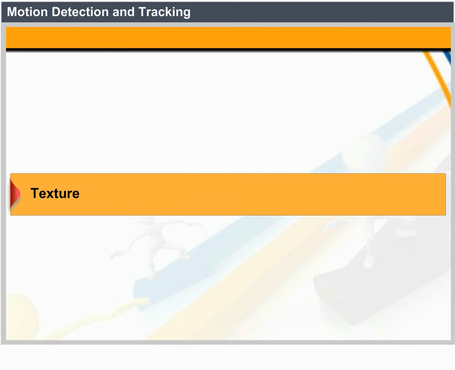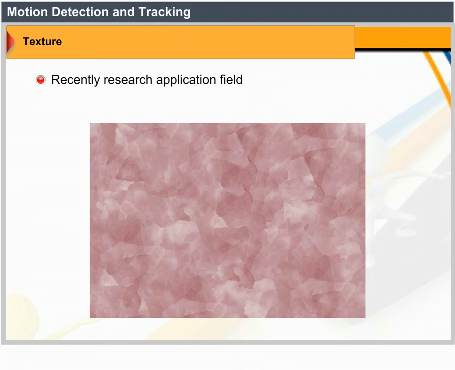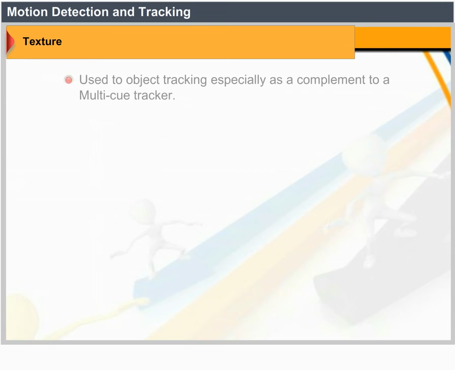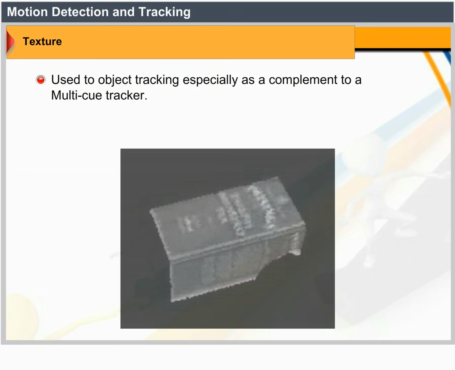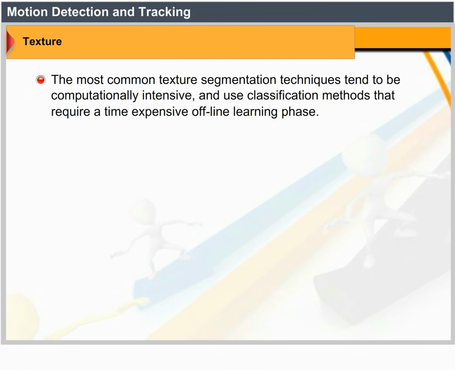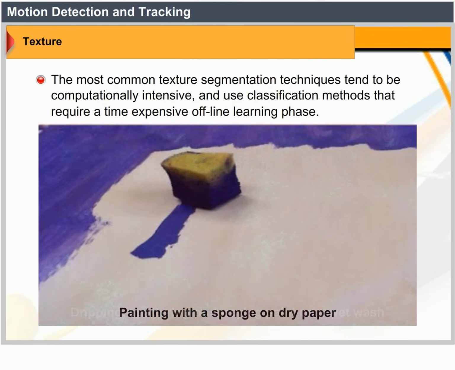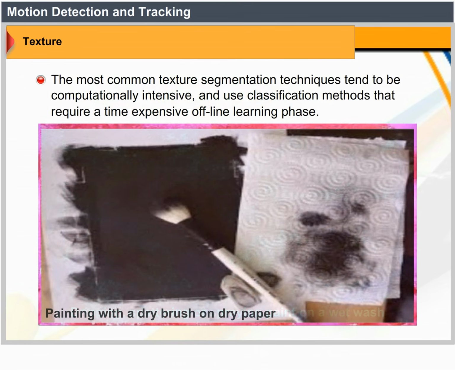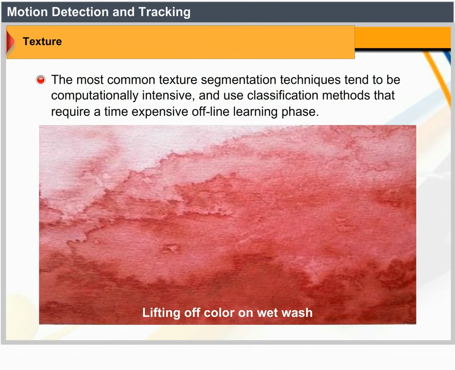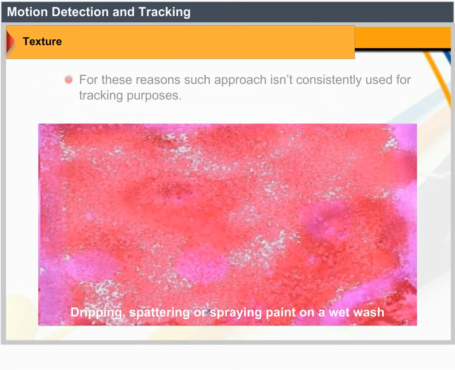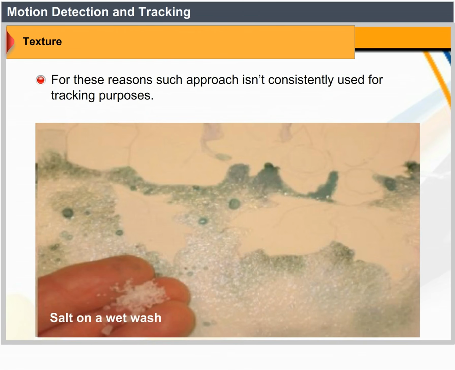Texture. A recent research application field. Used for object tracking, especially as a complement to a multi-cue tracker. The most common texture segmentation techniques tend to be computationally intensive and use classification methods that require a time-expensive offline learning phase. For these reasons, such an approach isn't consistently used for tracking purposes.